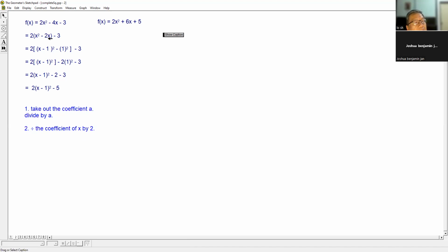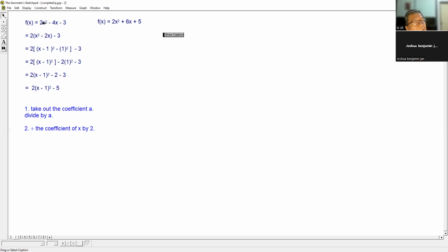So here divide by 2, then here you minus this number squared. So can you follow the second step or not? Here always divide by 2. From here to here, you divide by a. From here to here, you divide by 2. Okay or not? One more time, come on.